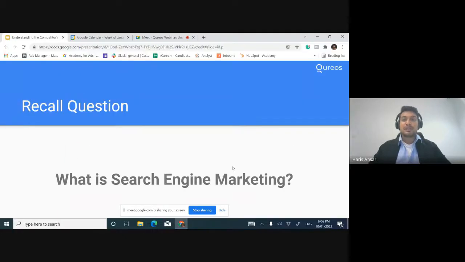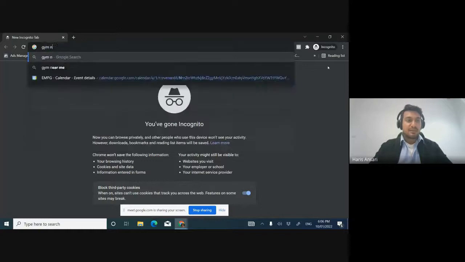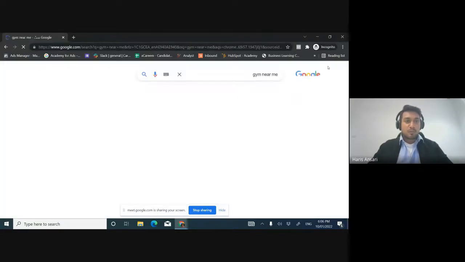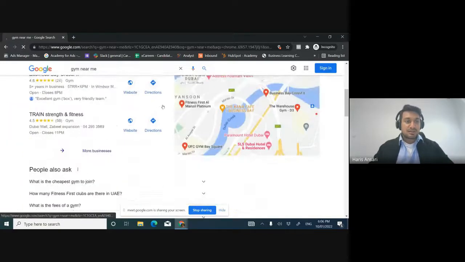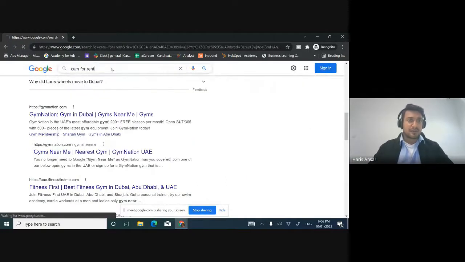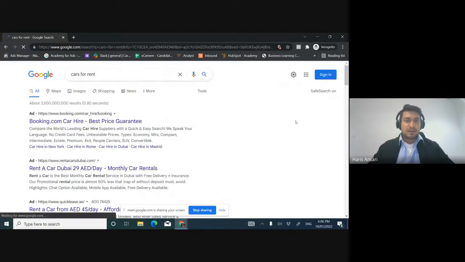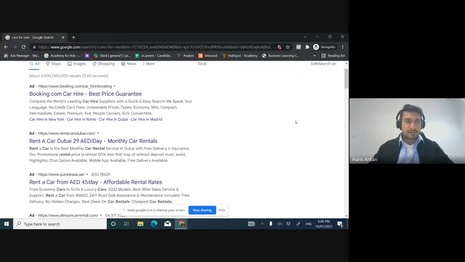When we search for anything on Google, we see multiple ads. Let's say I'm searching for gym near me, maybe. When I search for anything, I get multiple results. Let me search for something else, maybe cars for rent, if I'm looking to rent a car. When we search for any keyword, we get multiple results. And in the top section of the search results, we always see the word ad written in a couple of results which we get.